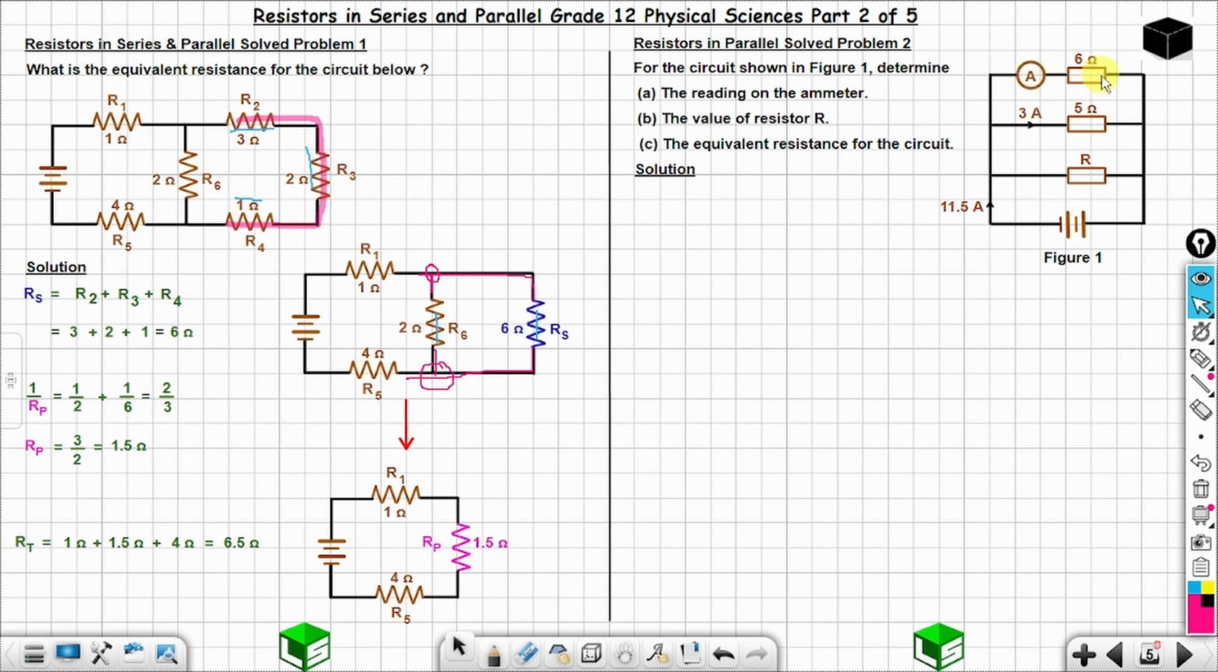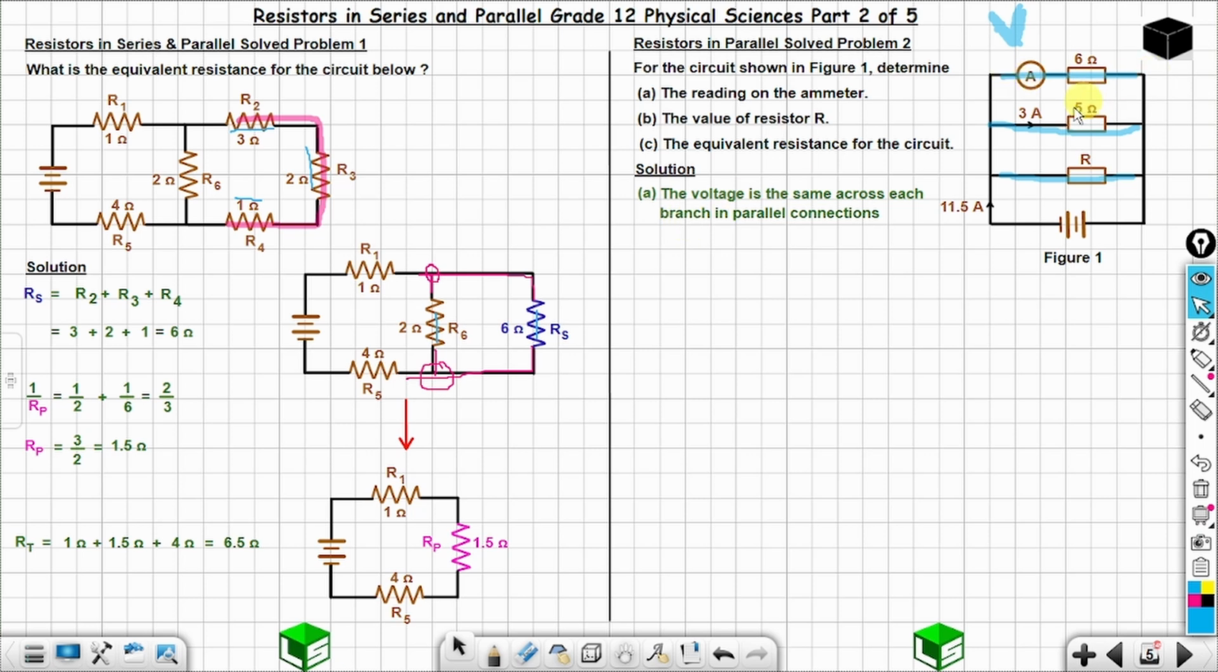How can you determine the reading on the ammeter? You have to remember the voltage is the same across each branch for a parallel connection. V is the same for a parallel connection. So we know the voltage is the same across each branch.